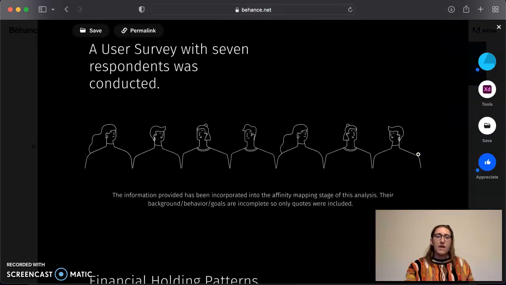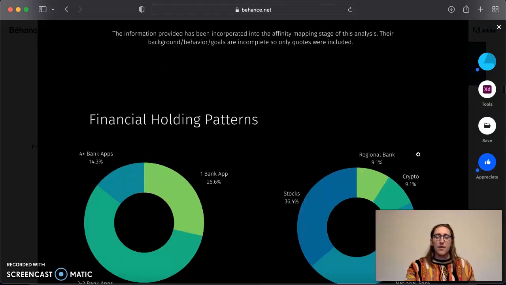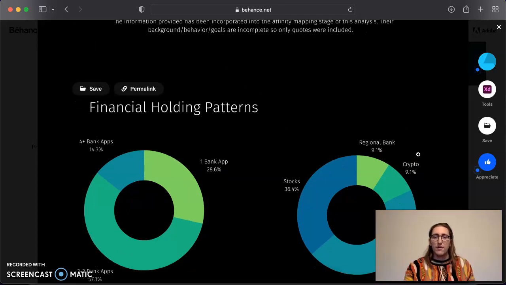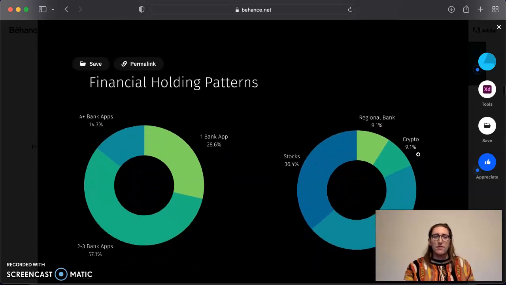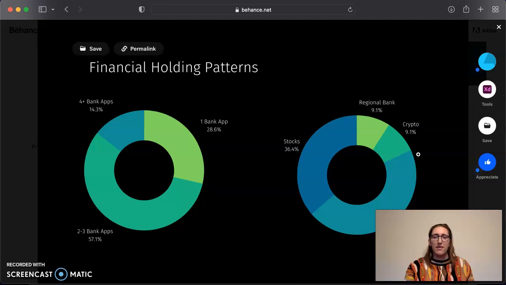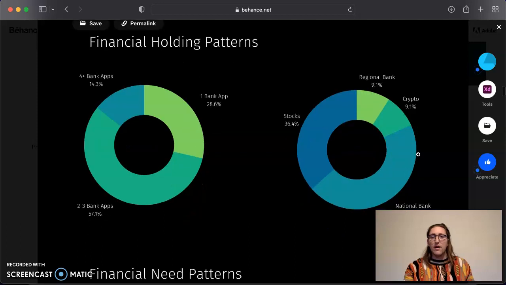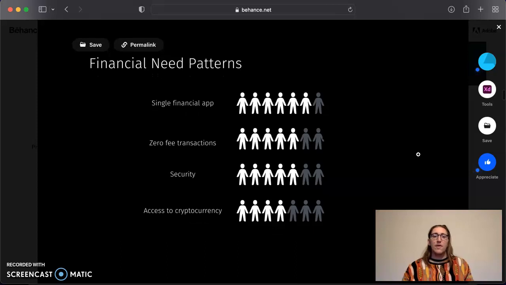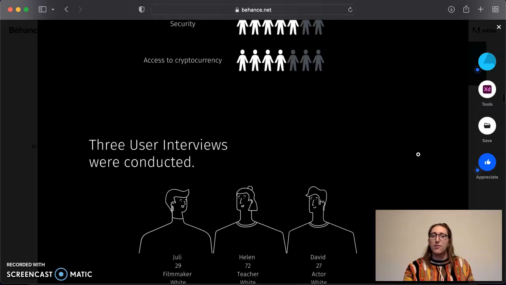So I conducted a user survey and went beyond my mandate by also creating follow-up questionnaires for those who were surveyed. As you can see, a lot of the patterns here: most folks were using about 2 to 3 apps, and also a lot were using national banks. Many noted that they wanted a single financial app, about 6 out of 7, that zero fee transactions were important, security was important as well, and about half were crypto curious.